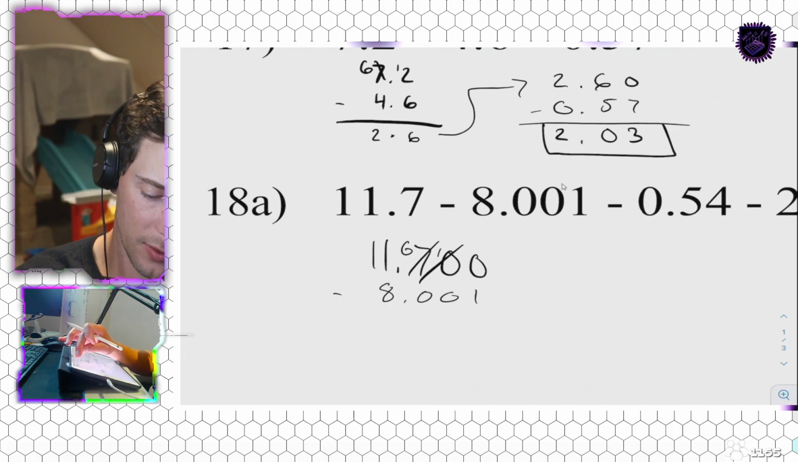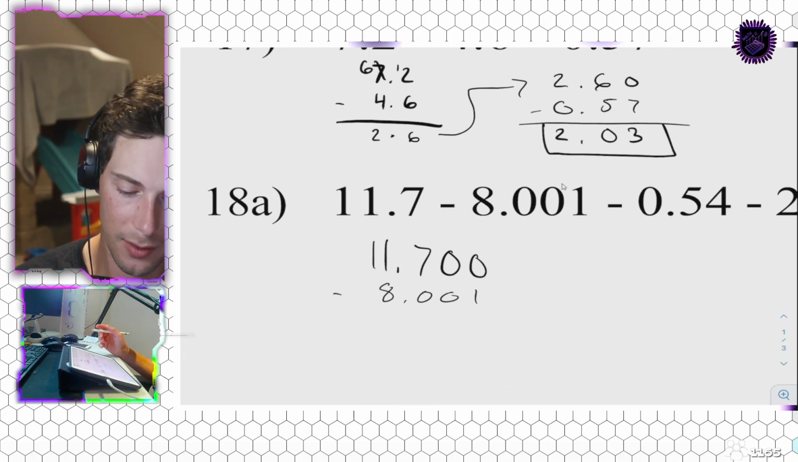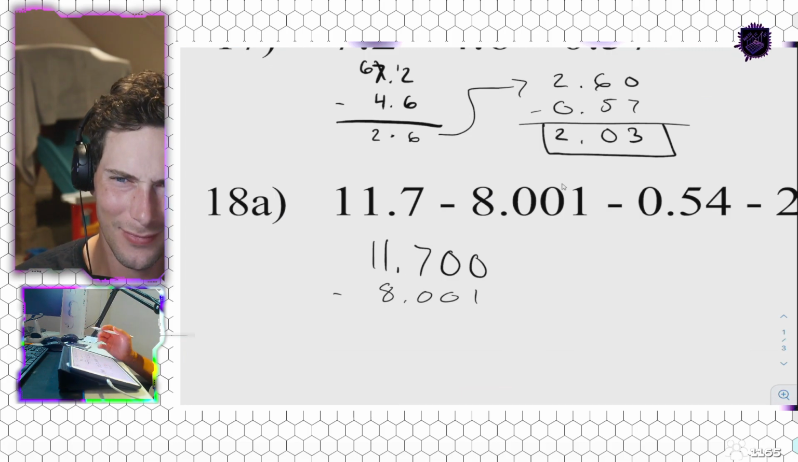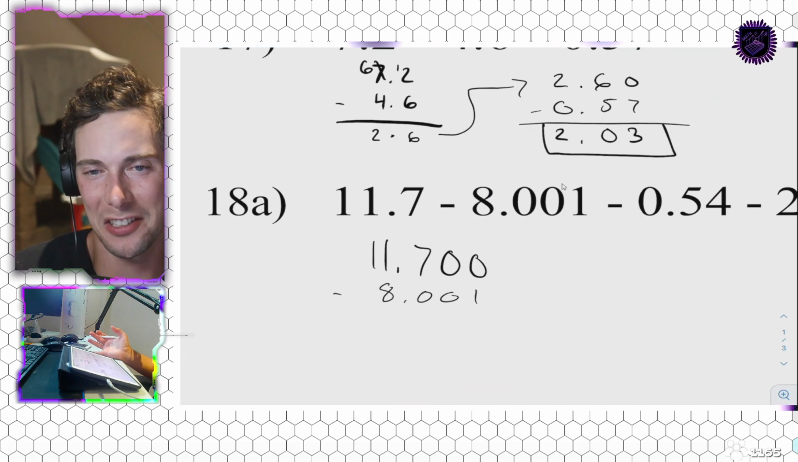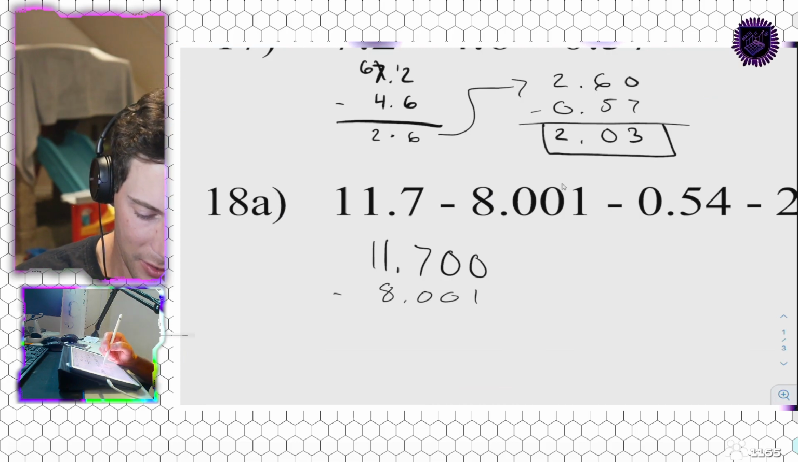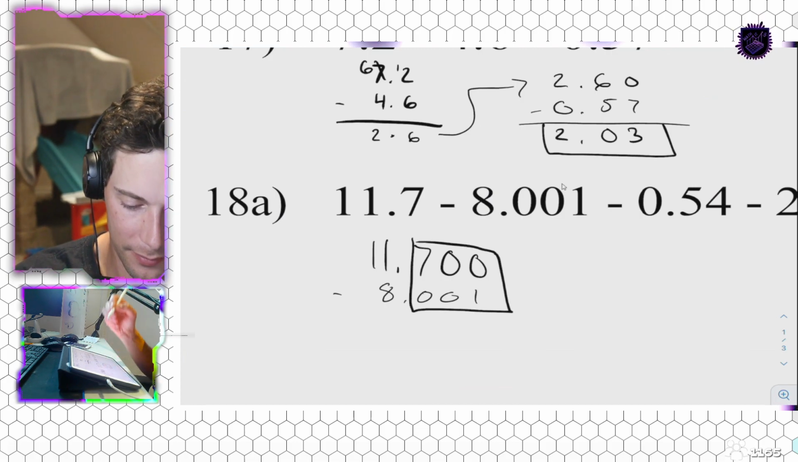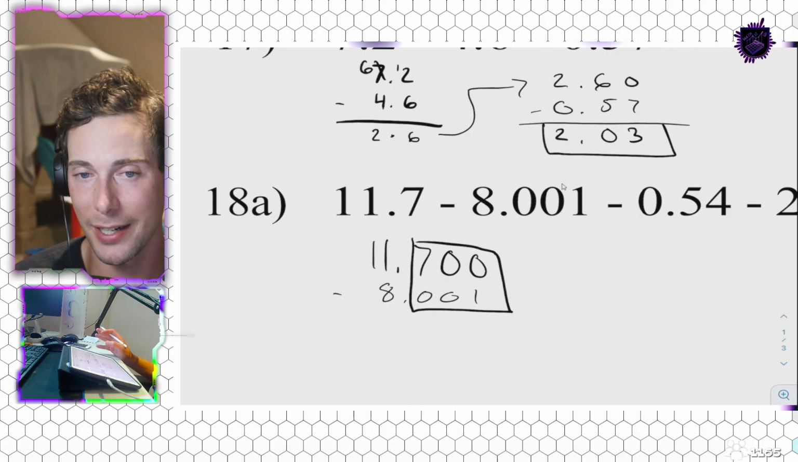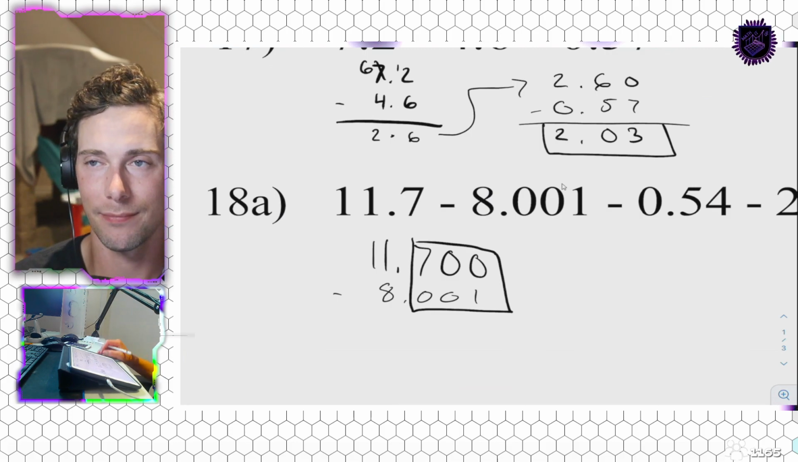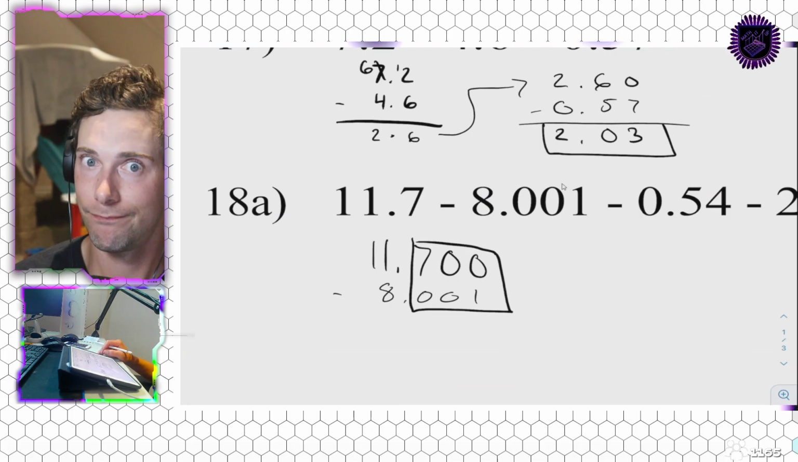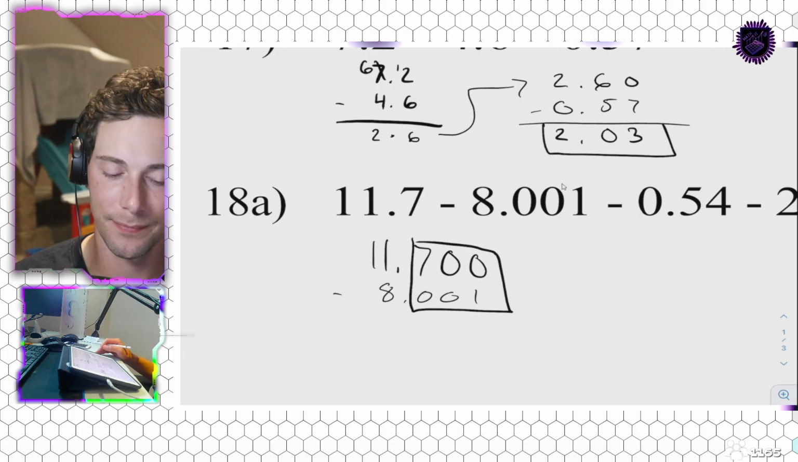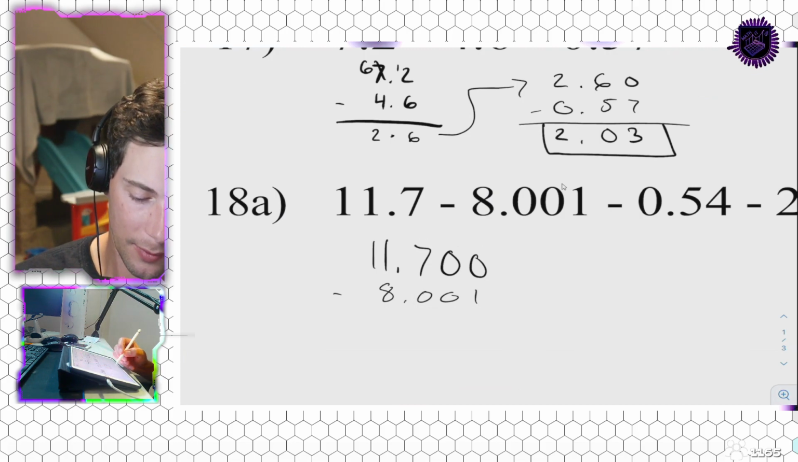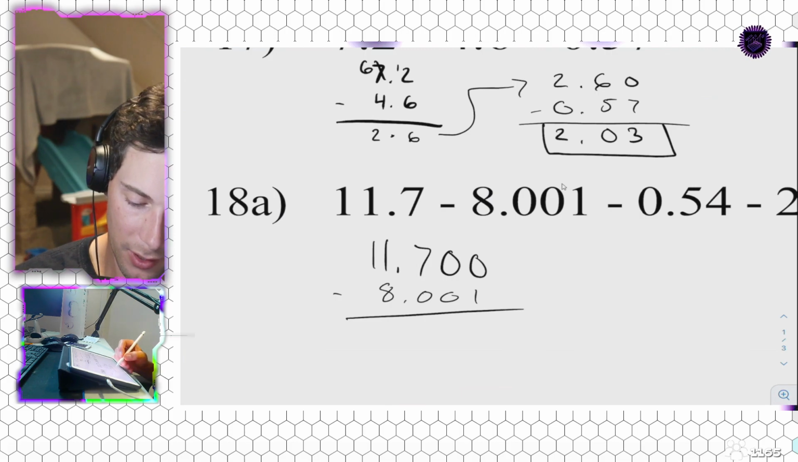So this is what I'm going to do instead, and this is understanding the number system at a basic level. I'm going to look at this whole number here. 700 minus 1. What is that? 699. Right, so I'm going to put my line, which I forgot to do before.